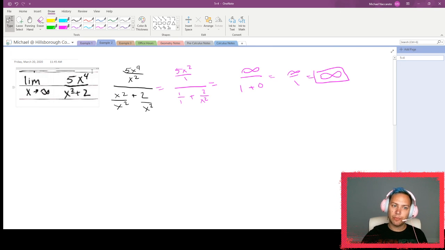Notice here that the power on top was 4 and the power on the bottom was 2, so the power on top was bigger. Since we're approaching positive infinity, the answer was positive infinity. If we did this limit as we're approaching negative infinity, the answer would be negative infinity.